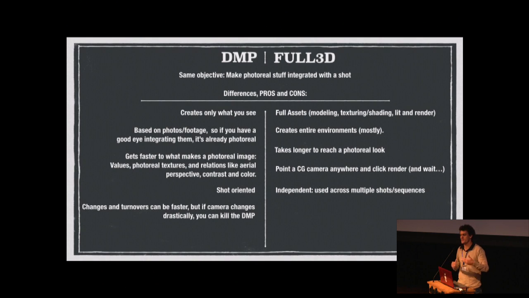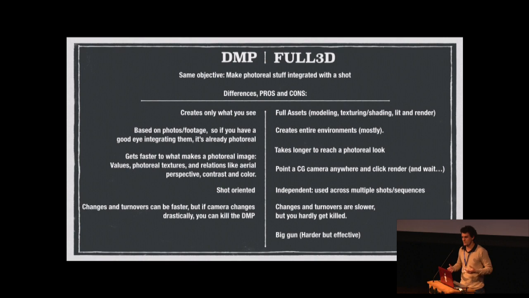But if your camera movement changes drastically, if your director gets crazy, oh no, I want another camera, you get killed. Simple, like that. In full 3D, the changes and turnovers take longer because you have to tweak pretty much everything, but you hardly get killed. So if we compare both methods, I could say that full 3D is like a big gun, a big cannon, a bazooka, that it's harder, but it's effective. And matte painting is more like a small knife, like an Opinel knife, with a carbon blade, that you calculate and you see what needs to be done and you go there and put effort on that specific part and you get your shot done and you get your Belgian beers.